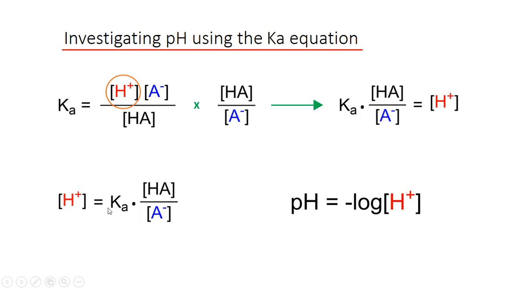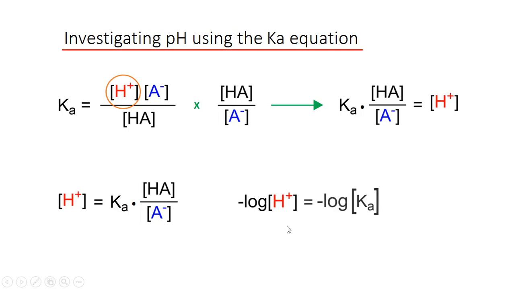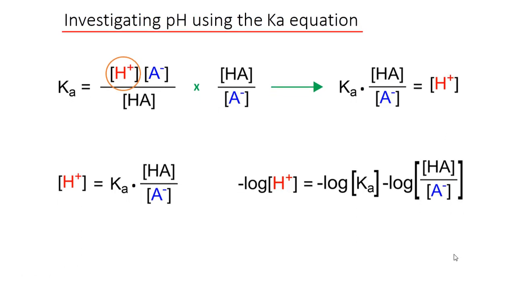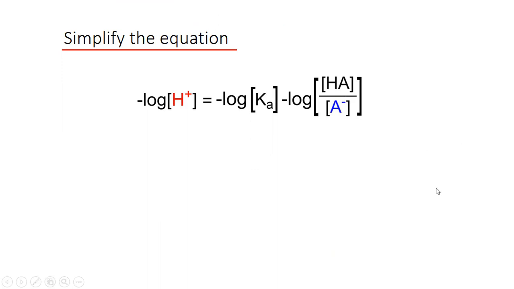So by negative logging this whole equation, we get the negative log of H plus is equal to the negative log of Ka and the negative log of HA over A minus from here. So now we need to simplify this quite frankly horrible looking equation that we've got now, okay? So the negative log of H plus is pH. We know that, that's why we did it to the equation, okay?